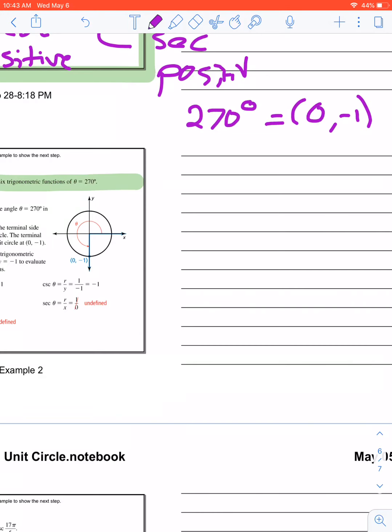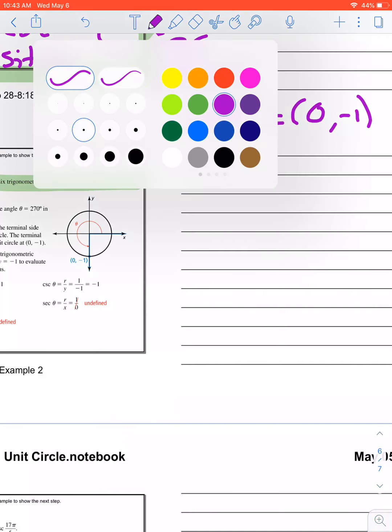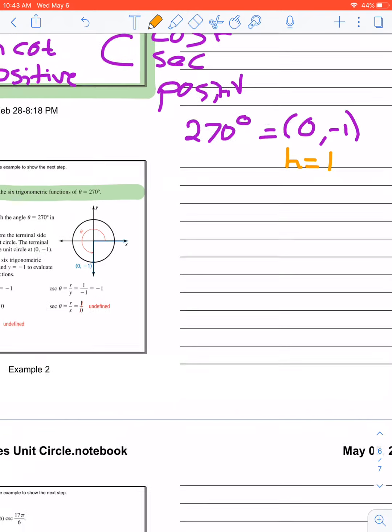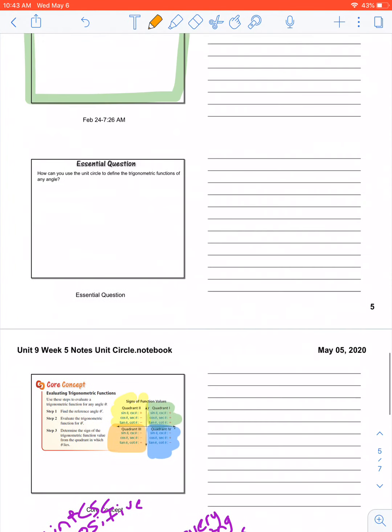Okay? So I know that my hypotenuse, because we're on the unit circle, is always 1. And remember, I'm going to go up here to notes from yesterday.